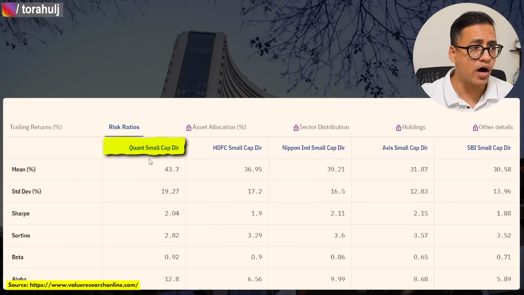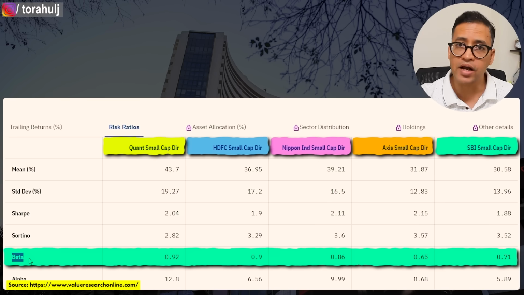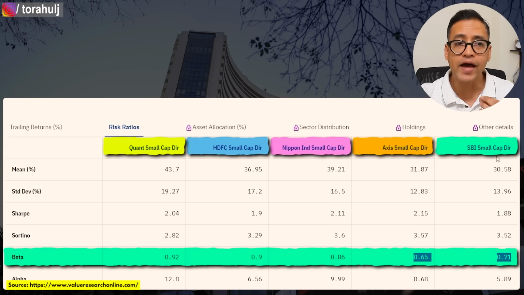And talking about risk, have a look at my screen. You will see Quant, HDFC, Nippon, Axis and SBI. If I compare these 5 mutual funds on beta as a parameter for risk, you will see that Quant, HDFC and Nippon have very high beta as compared to Axis and SBI small cap mutual fund. And therefore my view is that we need to select one out of Quant, HDFC and Nippon and one out of Axis and SBI, because that will give us stability on one hand and growth on the other.